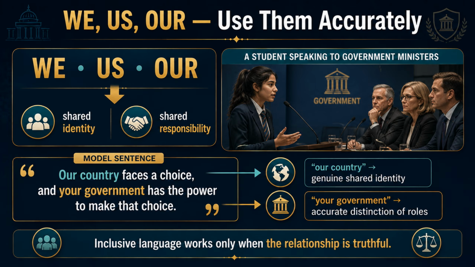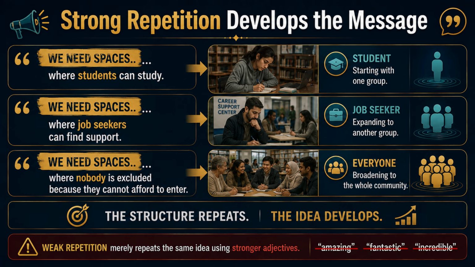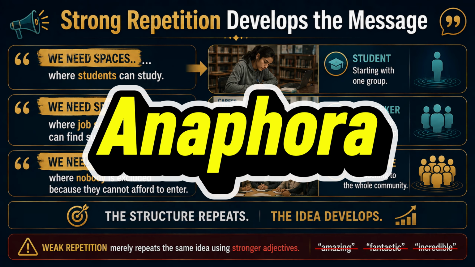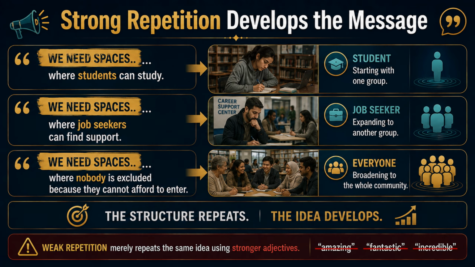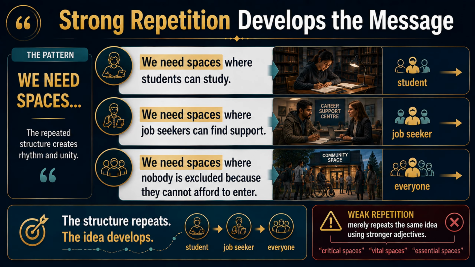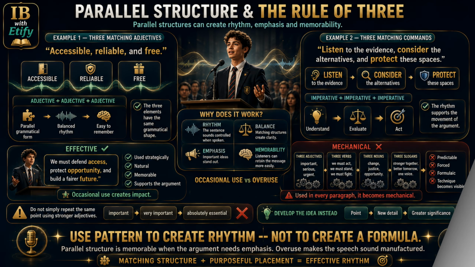The relationship remains accurate. Repetition is especially useful in speech because listeners cannot easily go back and reread an earlier paragraph. But strong repetition develops the message. We need spaces where students can study. We need spaces where job seekers can find support. We need spaces where nobody is excluded because they cannot afford to enter. The structure repeats. The idea develops. Weak repetition simply says the same thing again, using stronger adjectives.